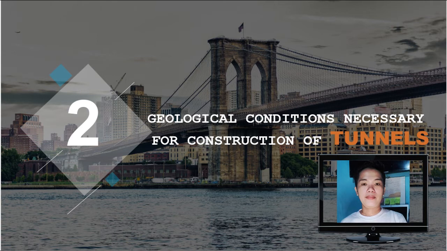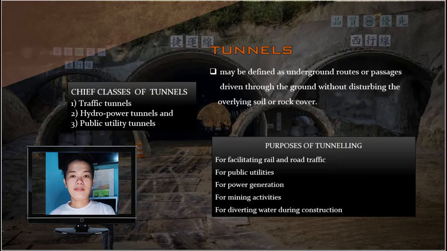My next topic is about the geological conditions necessary for the construction of tunnels. Tunnels may be defined as underground roads or passages driven through the ground without disturbing the overlying soil or rock cover. There are some chief classes of tunnels. We have the traffic tunnels, hydropower tunnels, and public utility tunnels. Purposes of tunneling may serve for facilitating rail and road traffic, for public utilities, for power generation, for mining activities, and for diverting water during construction.